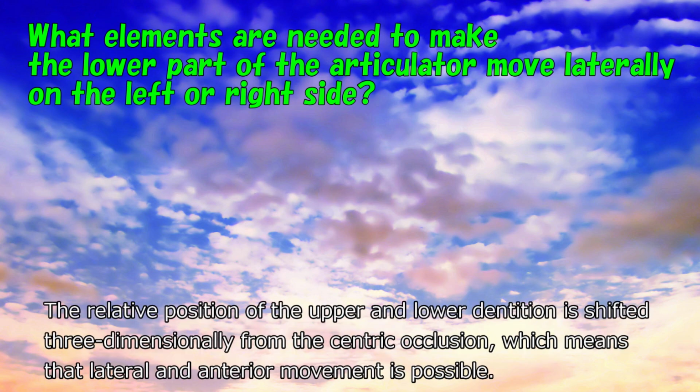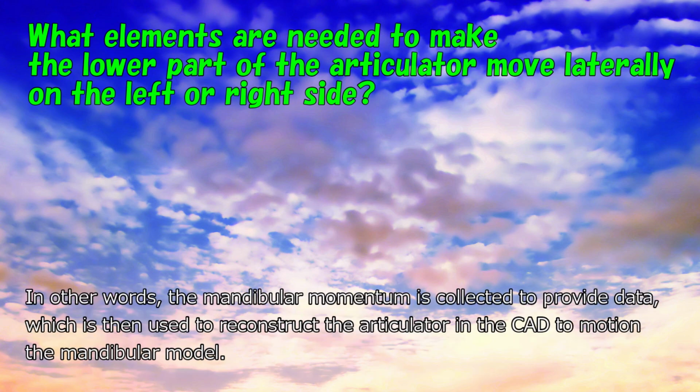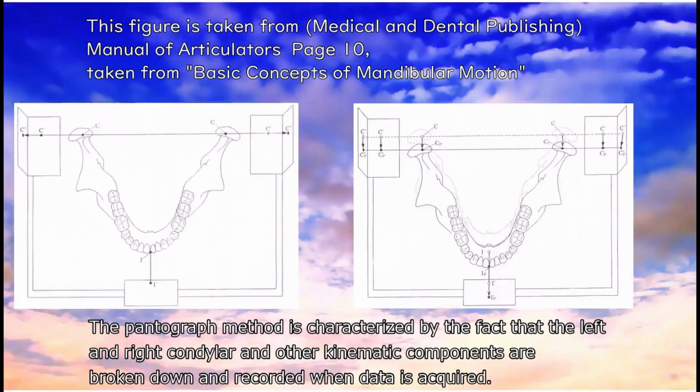The relative position of the upper and lower dentition is shifted three-dimensionally from the centric occlusion, which means that lateral and anterior movement is possible. In other words, the mandibular momentum is collected to provide data, which is then used to reconstruct the articulator in the CAD to motion the mandibular model. The pantograph method is characterized by the fact that the left and right condylar and other kinematic components are broken down and recorded when data is acquired.